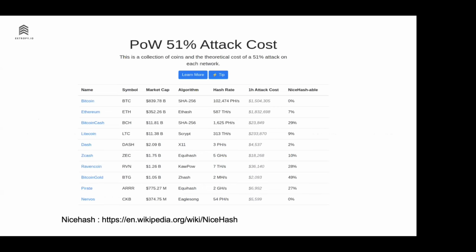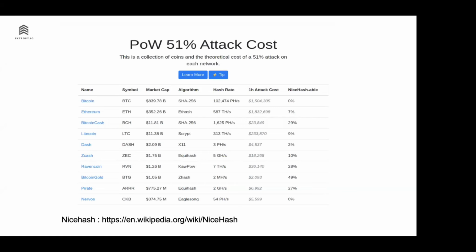Now I'll show you this. This is not completely up to date. I took this a few months ago, but it's a website that you can go to, and it tells you the cost of doing a 51% attack. Now, please don't do this. I'm not showing you this to suggest that you should do this in any way. It's just to illustrate that this is possible, to show you the effective cost of doing this, and to show you that networks are vulnerable to this.